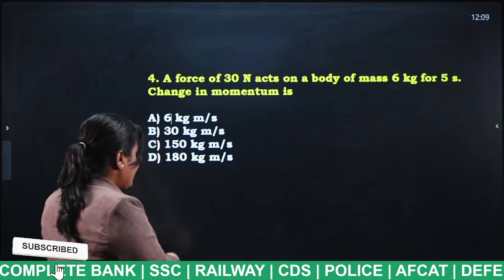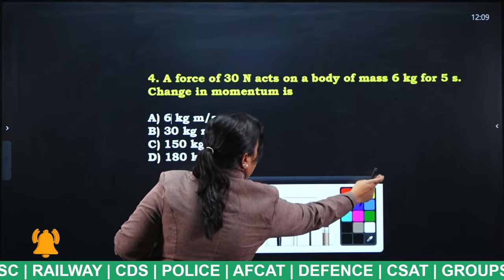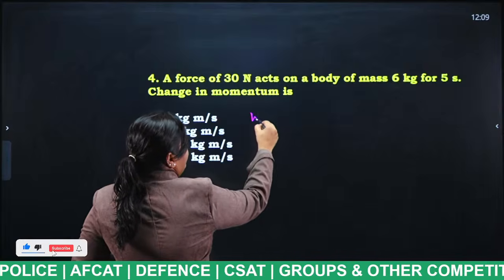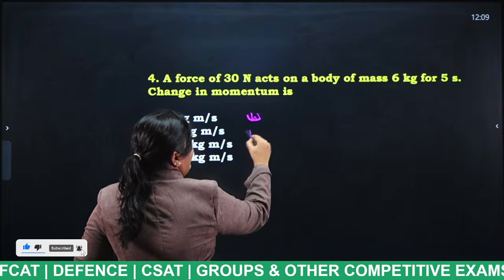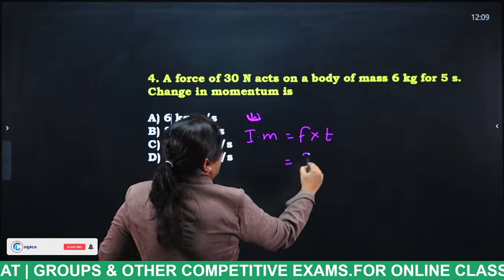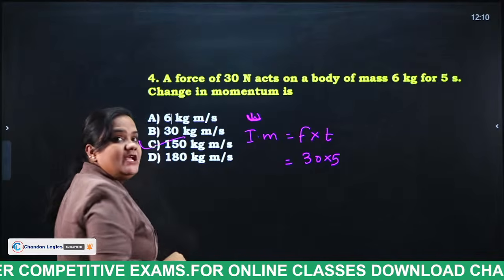Okay, so what is the answer here, students? Impulse momentum is equal to force into time. That means 30 into 5 seconds. So what will you get, students? 150 kg meters per second.